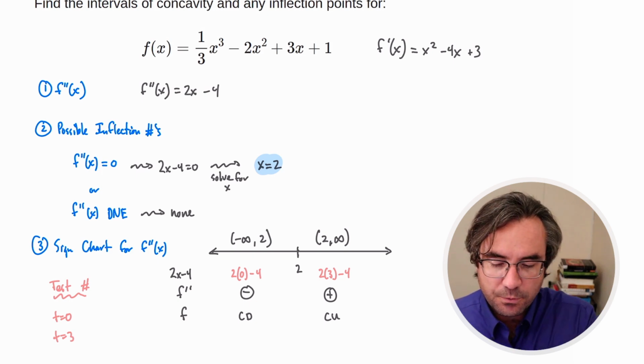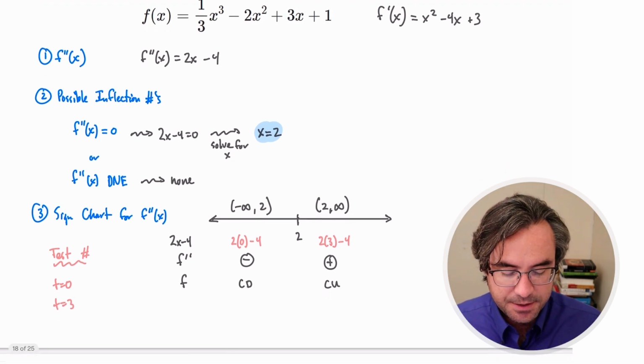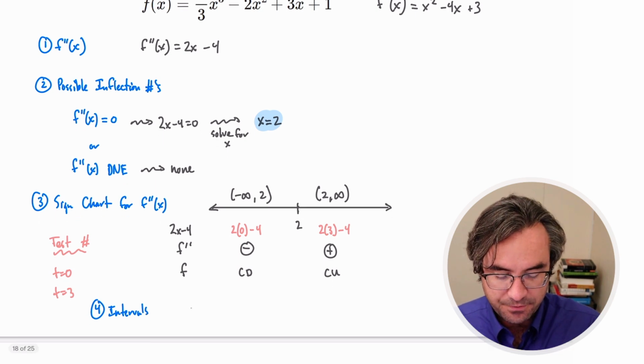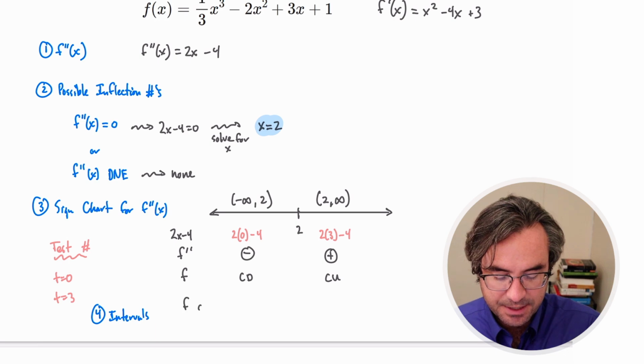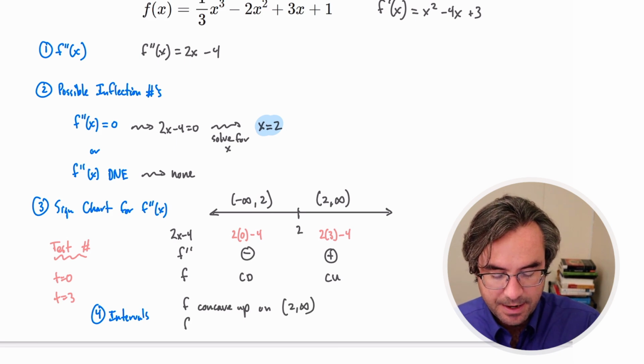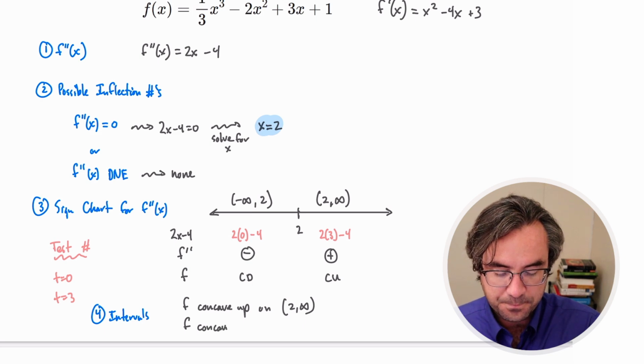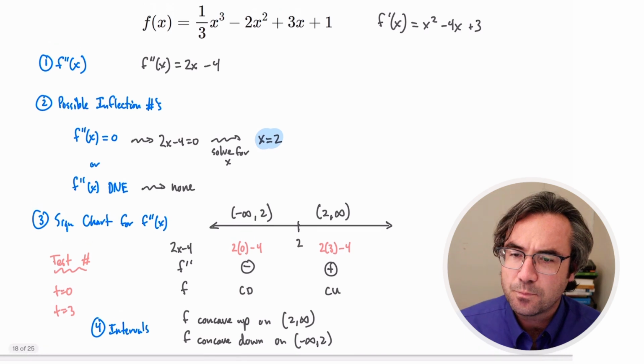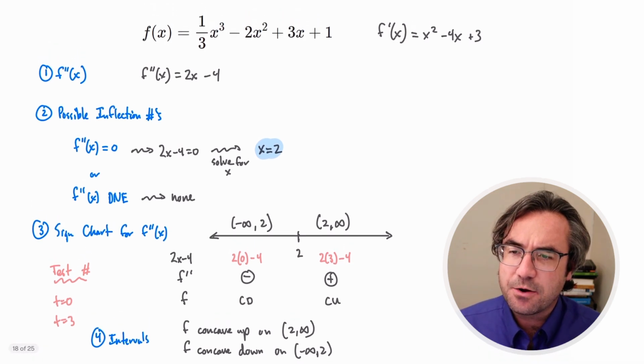Okay, so what we found is, let's write down our intervals then. Let's actually answer that part of the question. So we found that f is concave up on the interval 2 to infinity, and f is concave down on the interval minus infinity to 2. Okay, so we got our intervals.